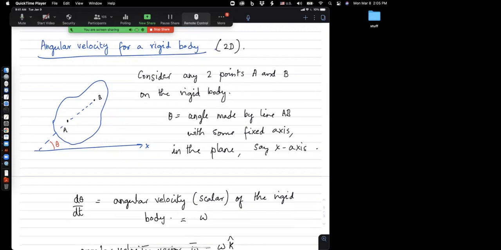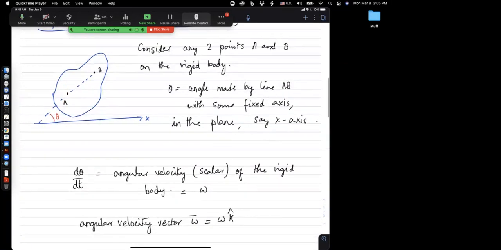Okay, so it's spinning in this plane. It's sort of changing orientation. This angle theta is changing, and the rate of change of this angle is the scalar omega, and that omega multiplied by the k vector, which is perpendicular to this plane, is called the angular velocity vector. Okay.